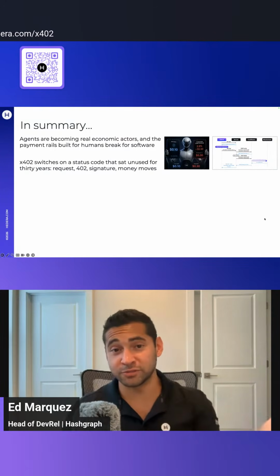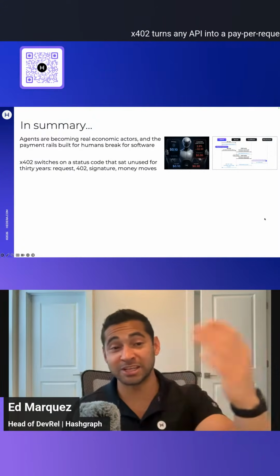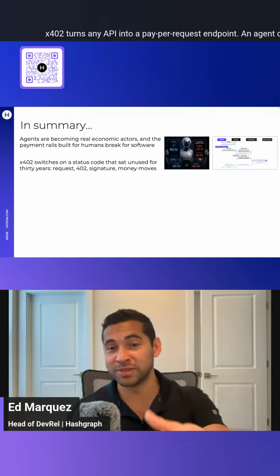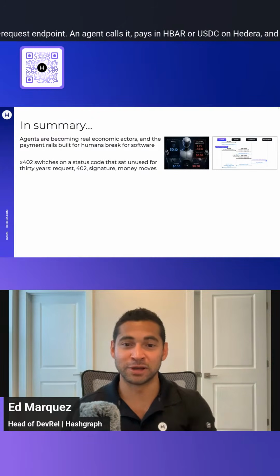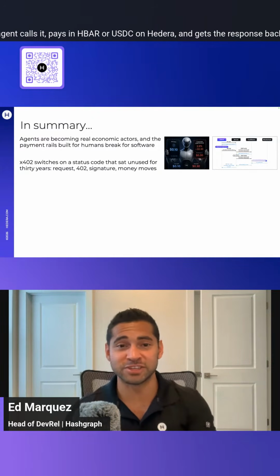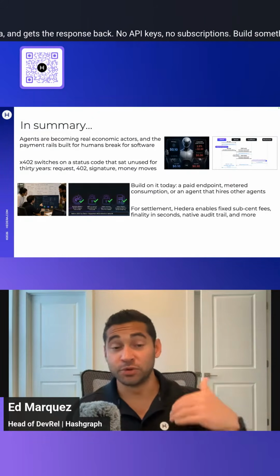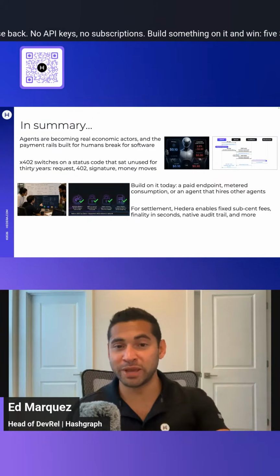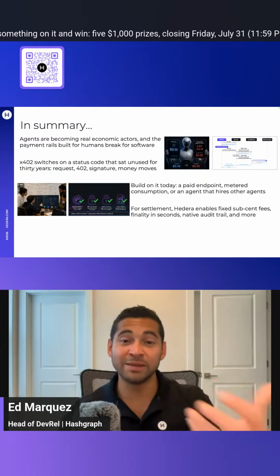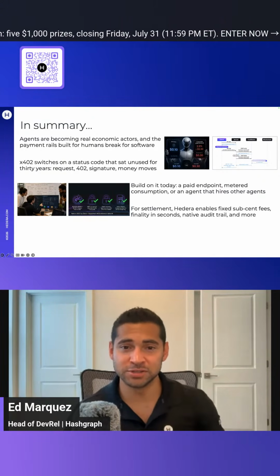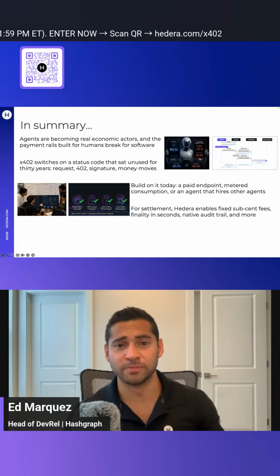We also saw that x402 is this protocol that switches that 402 payment status code, unused for decades, into something that can make money move, whether it's micropayments or fractions of a cent. It works pretty well, and you can start building on it today, whether you want to do paid endpoints for an API or meter consumption, or maybe you want to enable your agent to pay other agents and websites. That's something that you could build with x402 on Hedera.